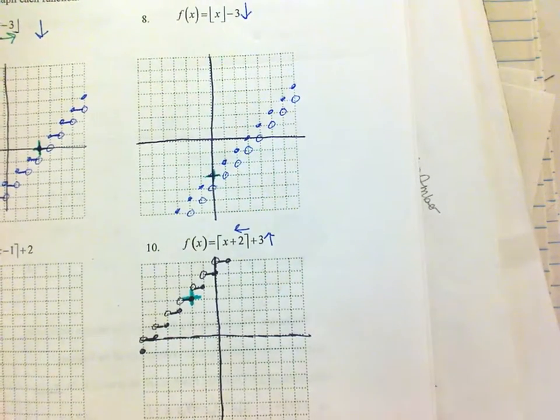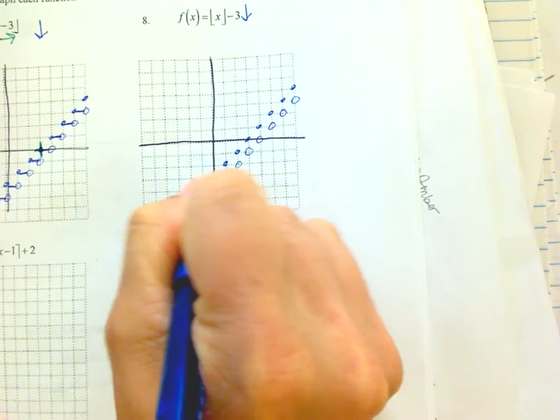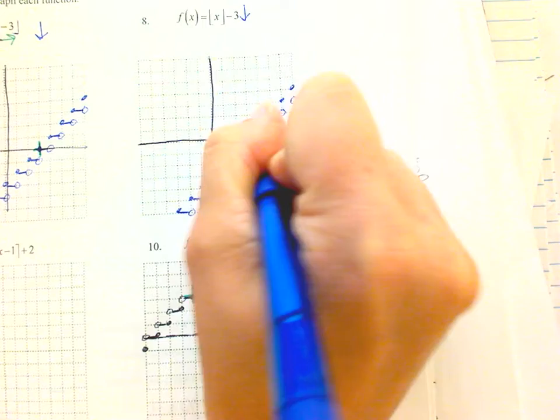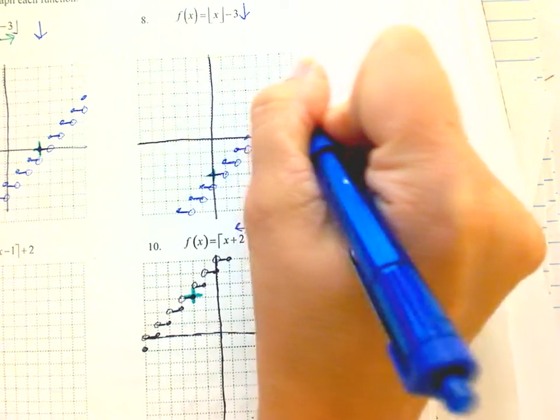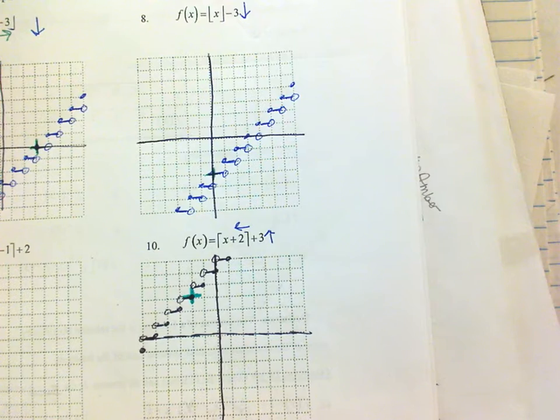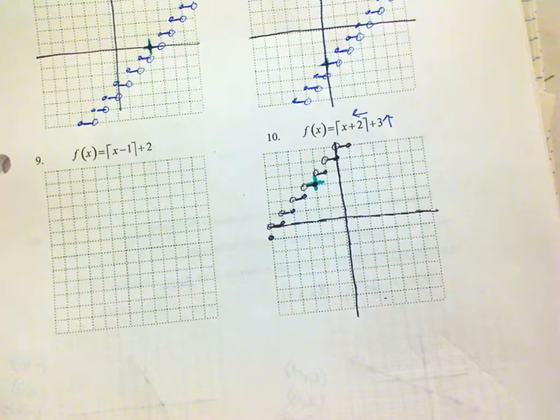After you have those drawn, don't forget to connect them horizontally. So they should look like steps, which is why we call them a step function. We did number 10 in class together, so we just have one more here to do.